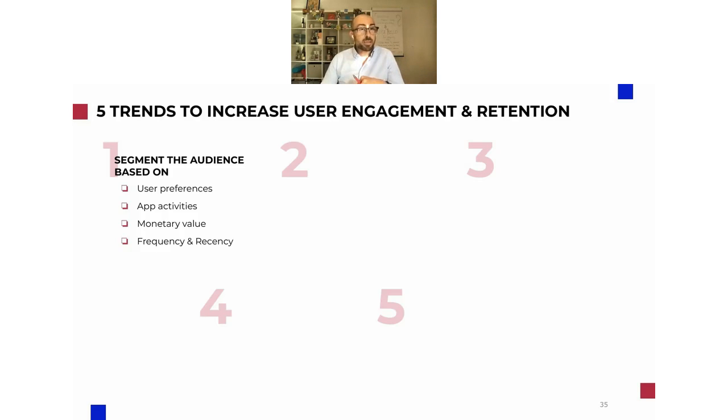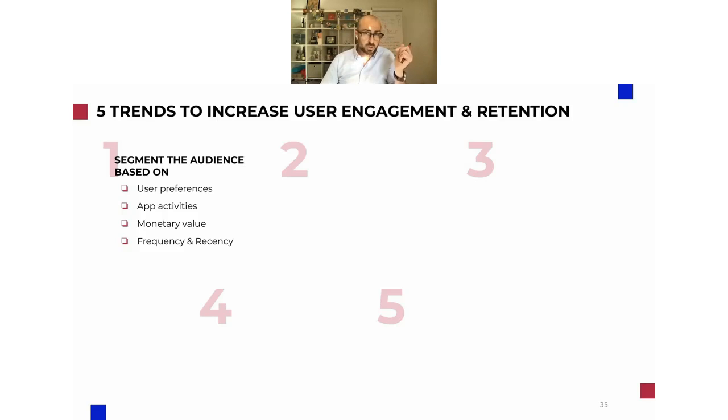Of course, app activities are very important to segment the user base, because you can see which user is doing which action and then create clusters of users. You have the monetary value, which is always very important to identify different users. And last but not least in this list are frequency and recency, because of course you have active users, inactive users, and users that do actions more often than others. All those parameters need to be used to segment and to create clusters. This is the first trend.